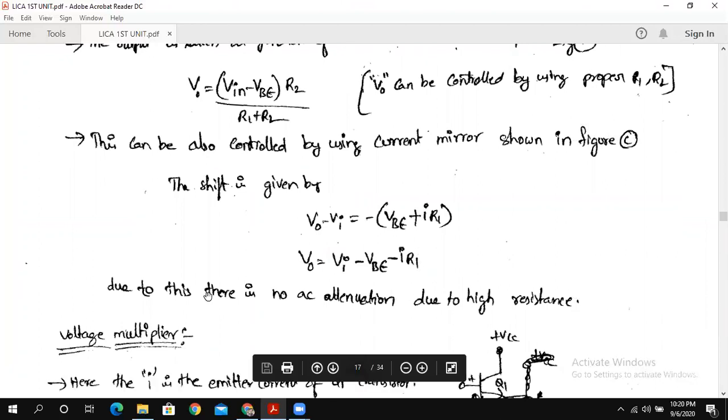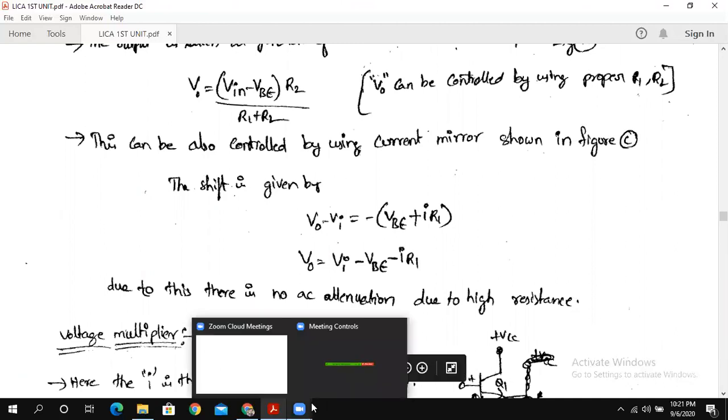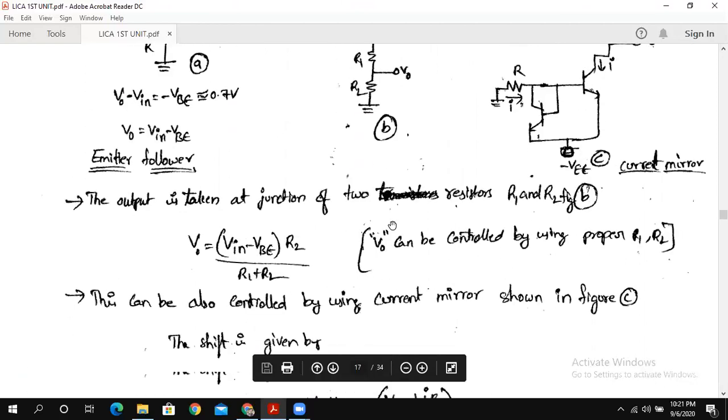So due to this, there is no AC attenuation. Because of using this current mirror, there is no AC attenuation due to high resistance. So by this, we can maintain the DC level.